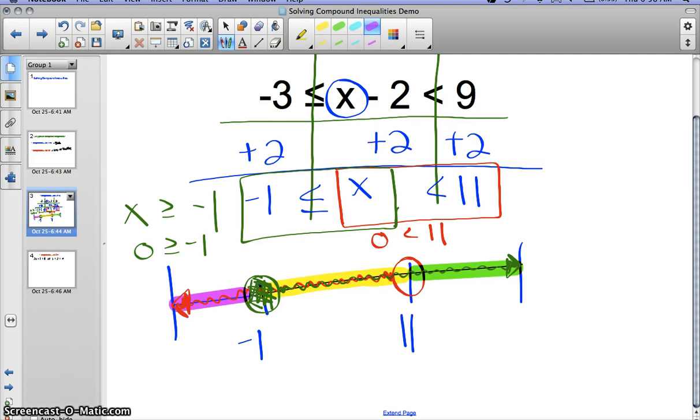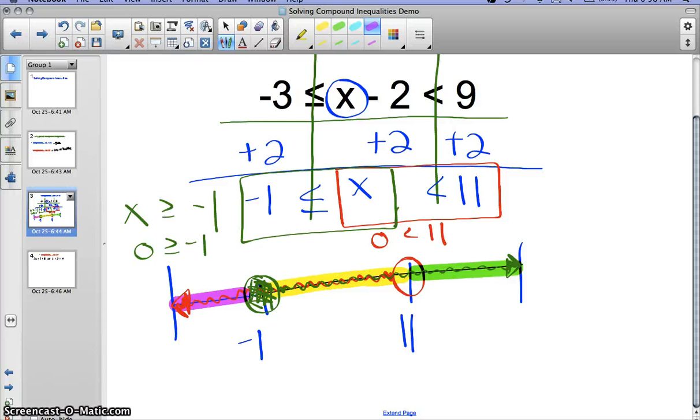Okay, so it satisfies one but not the other. So only the space in between would be considered places for our answers. So basically any number between negative 1 up to but not including 11, because it's not colored in, would be an answer for this particular compound inequality.